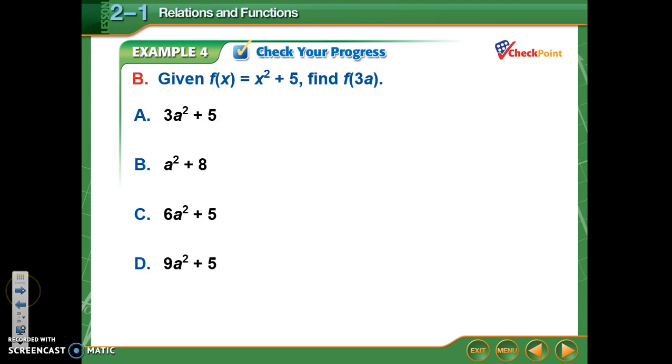And let's do one with an algebraic expression. So in this one, you're going to find f of 3a. When you simplify, you should get d, 9a squared plus 5.